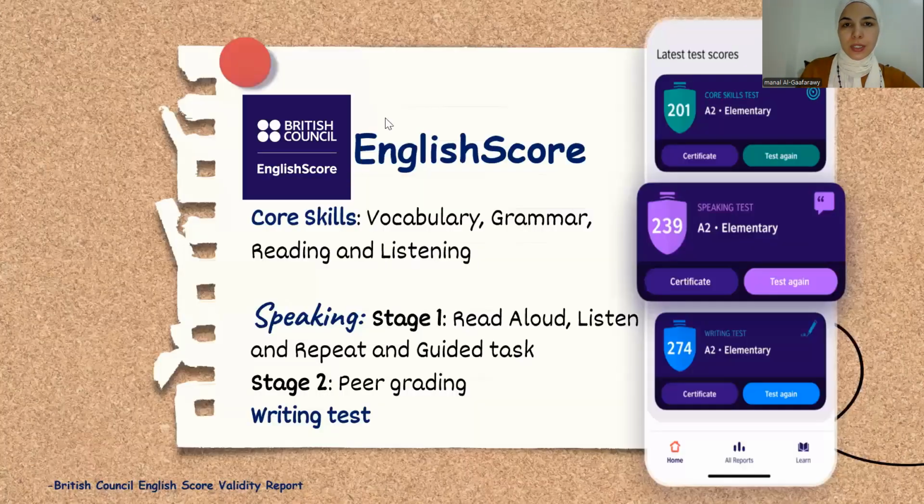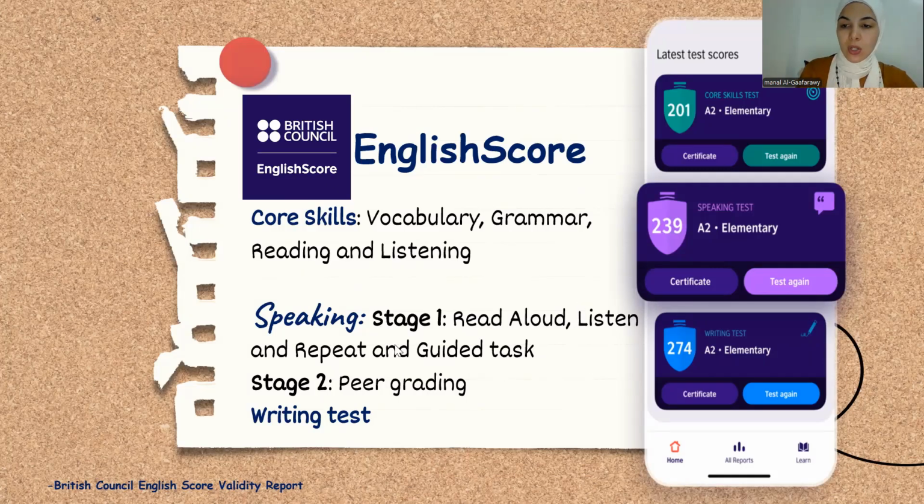Okay, another tool of practice is EnglishScore. EnglishScore is an application that you can install to your mobile phones. In this application, you'll find 3 tests. The core skills, it measures your vocabulary, grammar, reading, and listening. The speaking, and it has 2 stages. In the first stage, you read aloud a text. You listen and repeat, which is shadowing.